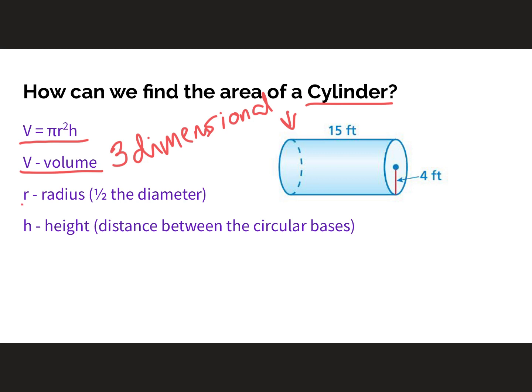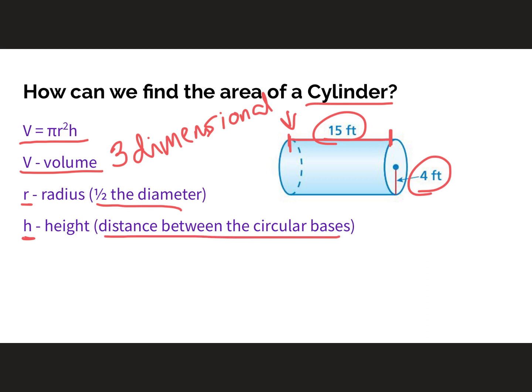So remember, our radius is half the diameter. When we're talking about the radius, we are always talking about the radius of the circle. Finally, height. And this one gets a little bit weird. If you look at this one, the height doesn't have anything to do with what it actually is. The height is always going to be the distance between our two circles. So in this case, it's 15 feet, even though that isn't the actual height. When we're finding this, the height is always the distance between the circular bases.